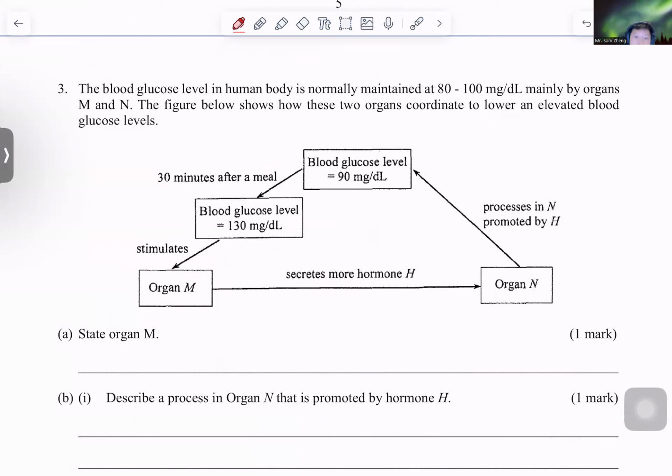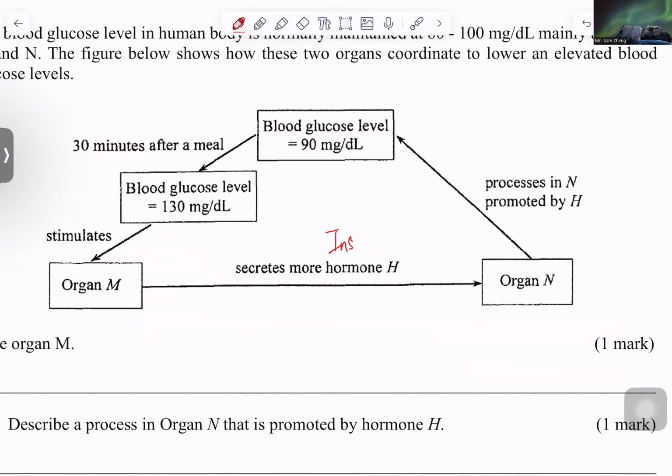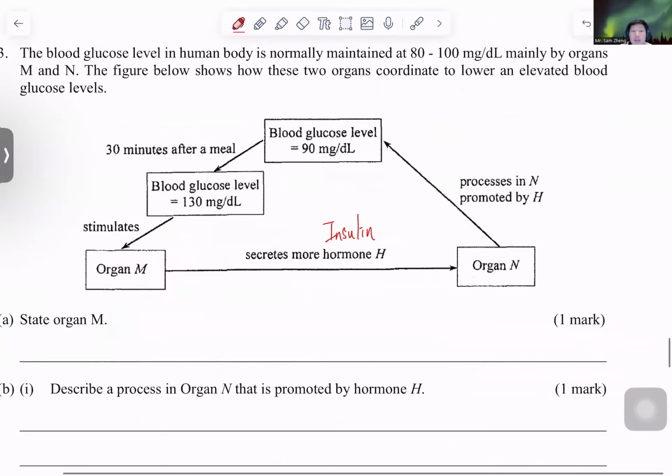So by looking at it, we can see that organ M is stimulated once there is an increase in the blood glucose level. What happened? It will stimulate organ M to secrete more hormones, hormone H. Then can you tell me what type of hormone H it is? So it must be insulin because we need to suppress the blood glucose level. So therefore, the organ M that secretes insulin would definitely be the pancreas.